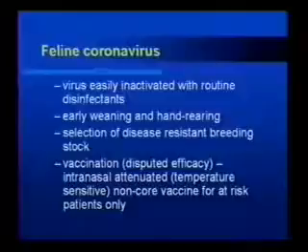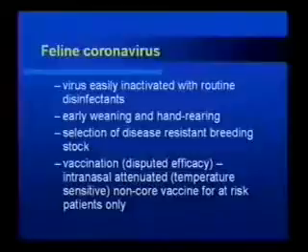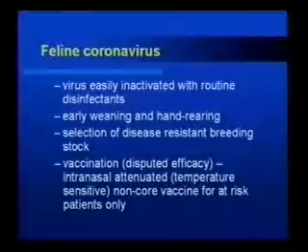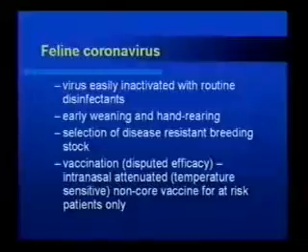Selection of disease-resistant breeding stock is very important since we now understand that the genetic background of the cat is one of the primary causes for the disease. And there is a vaccine available. It is of disputed efficacy. It's an intranasal, attenuated live virus vaccine. It is considered a non-core vaccine and is only administered to cats at risk.